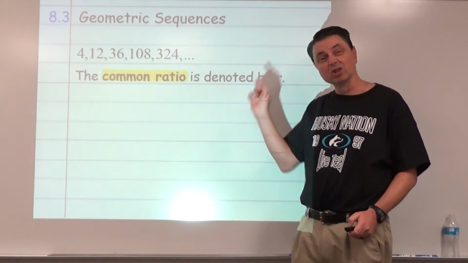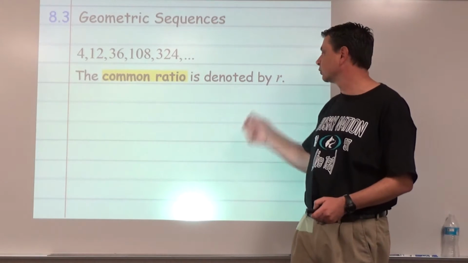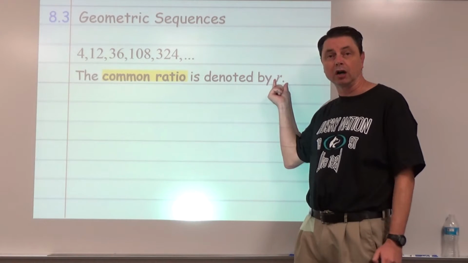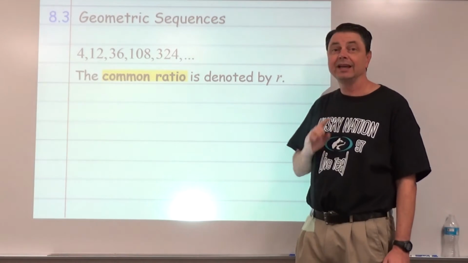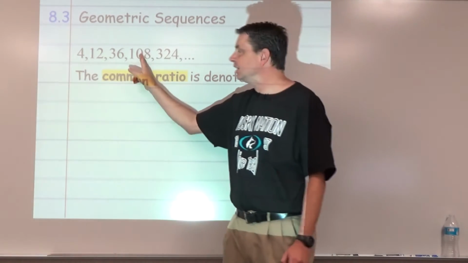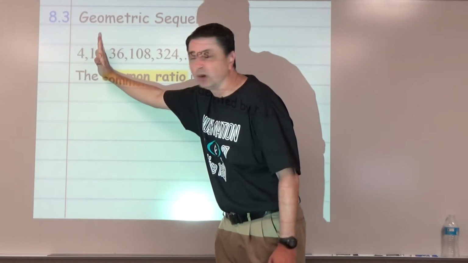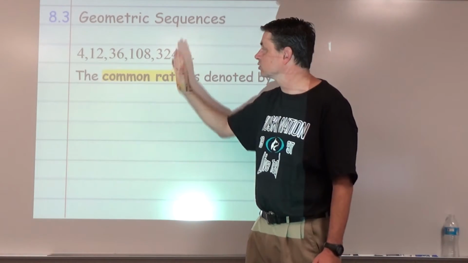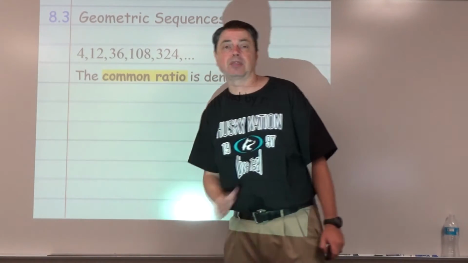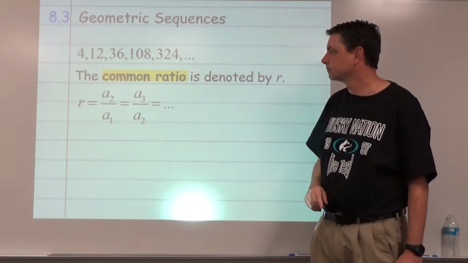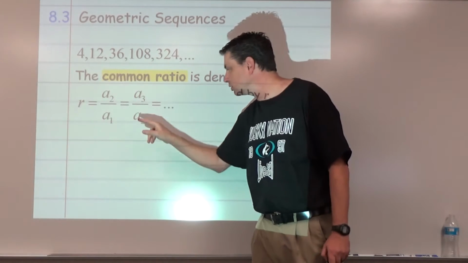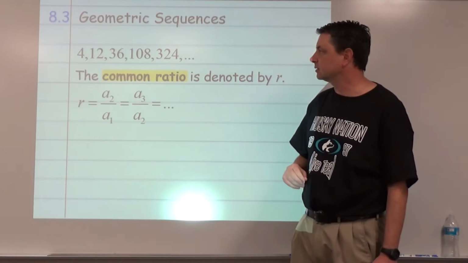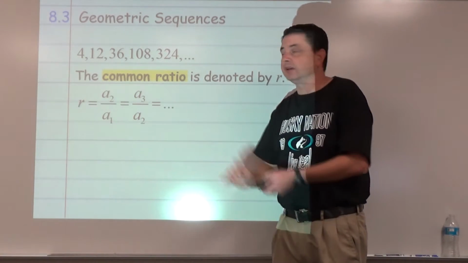And the number that we're multiplying by, that's the common ratio, and we use the letter r to represent the common ratio. It can be found by taking any term and dividing by the one in front of it. It has to go in that order. So we could do 108 divided by 36. So we could take the second term, divide by the first. We could take the third term, divide by the second. So any one and divide by the previous one.